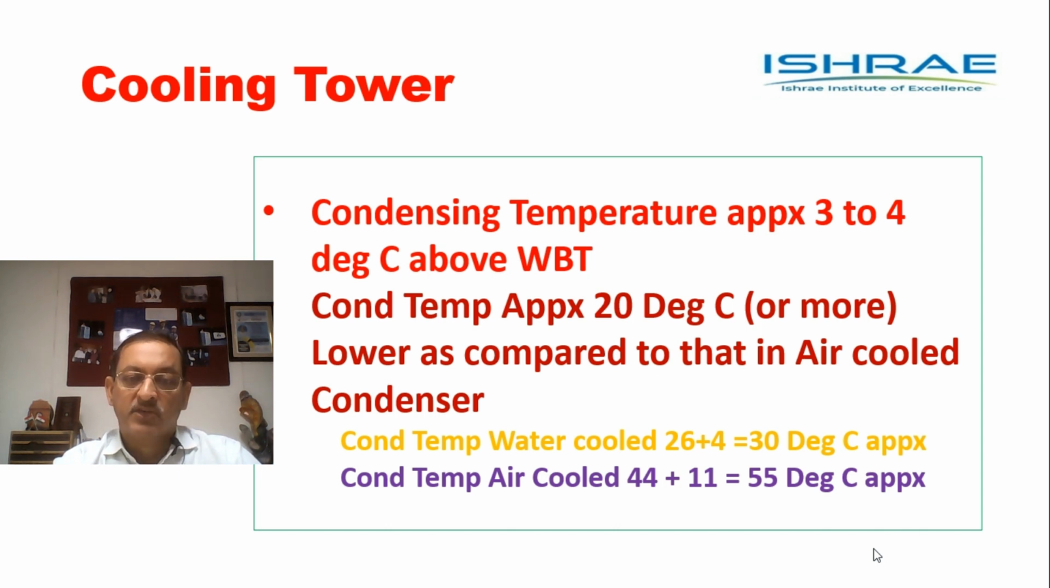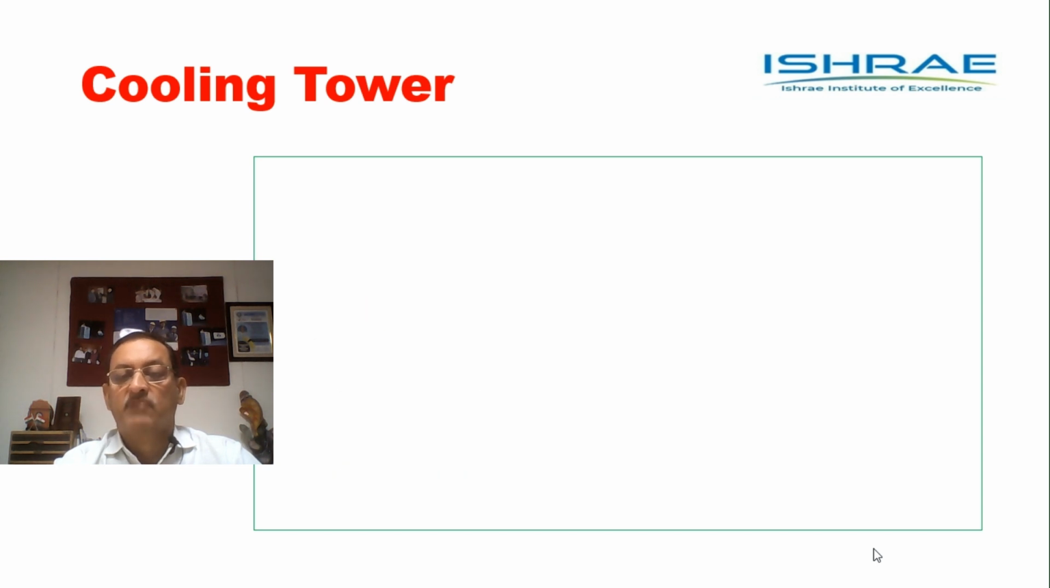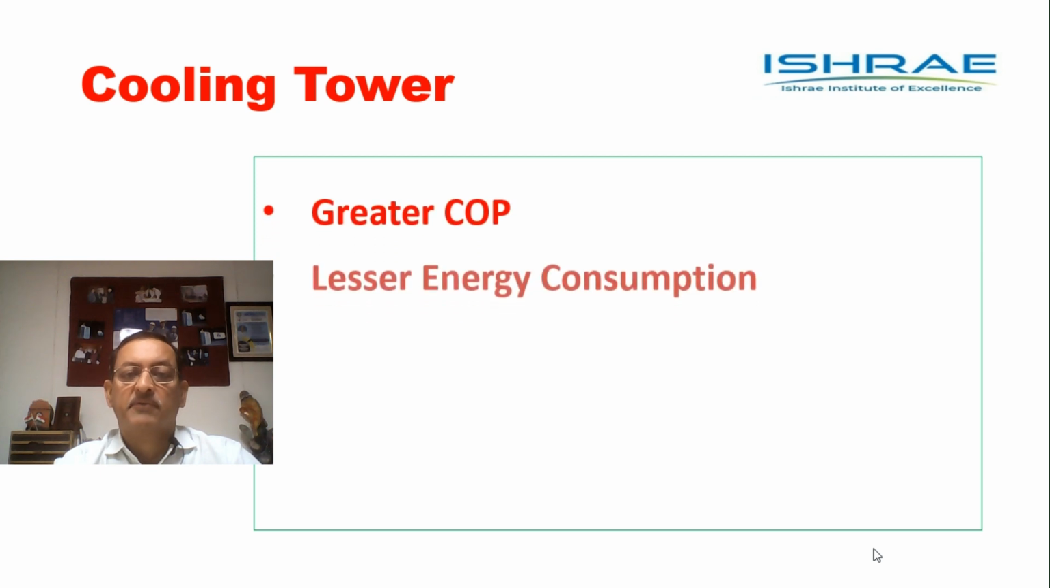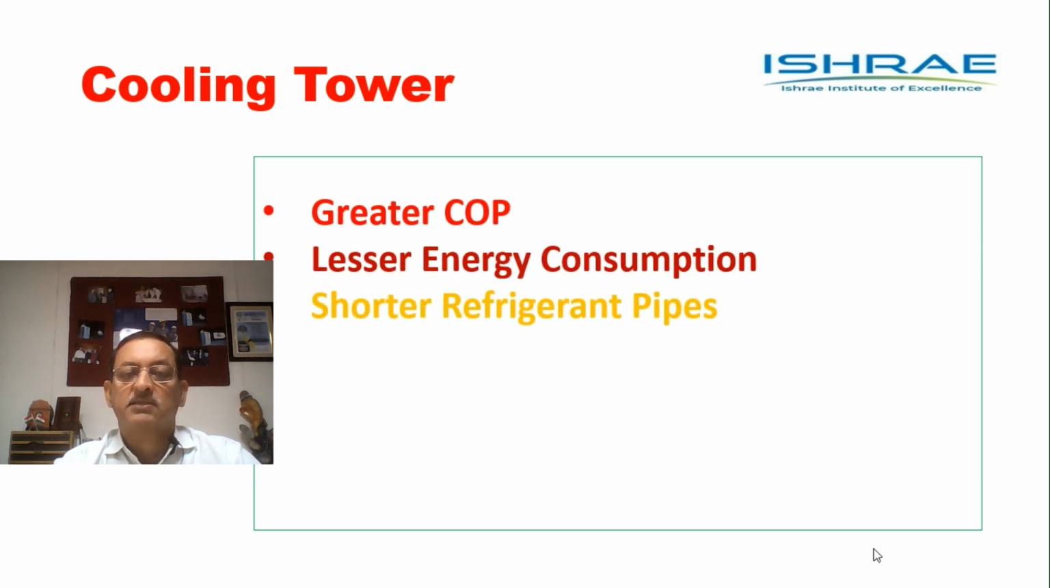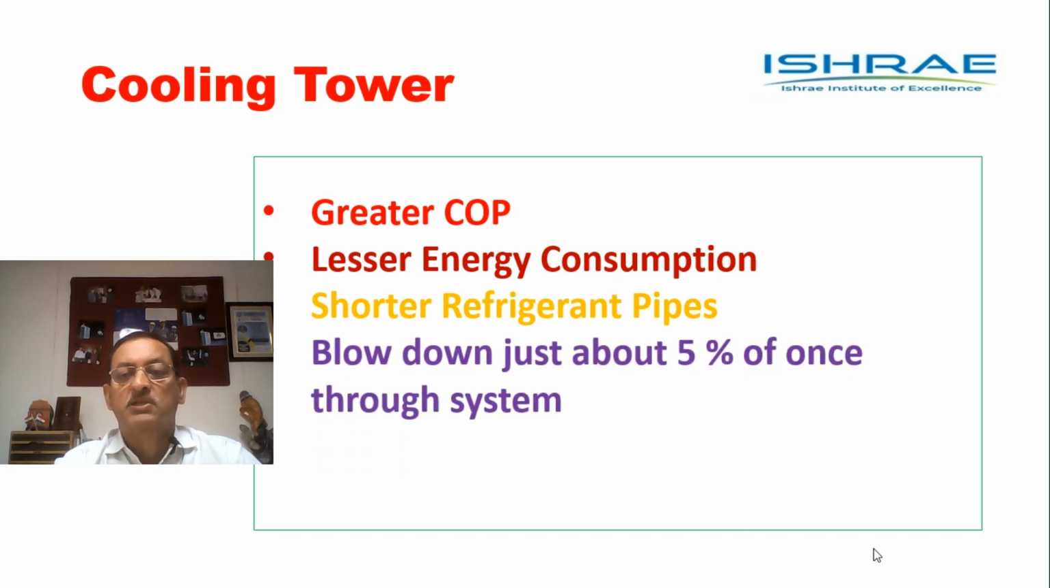In case when we use water cooled condenser, the coefficient of performance will be much higher, and therefore we will be saving energy. There will be reduced energy consumption, and it will have a lot of beneficial effect. Greater COP, lesser energy consumption. We also will have shorter refrigerant pipes because now the evaporator and the condenser and the compressor are all in the machinery compartment. What is going out is the condenser cooling pipe, which is going to the cooling tower. So the refrigerant charge that is needed is much smaller. The chances of leakages are also much lesser.